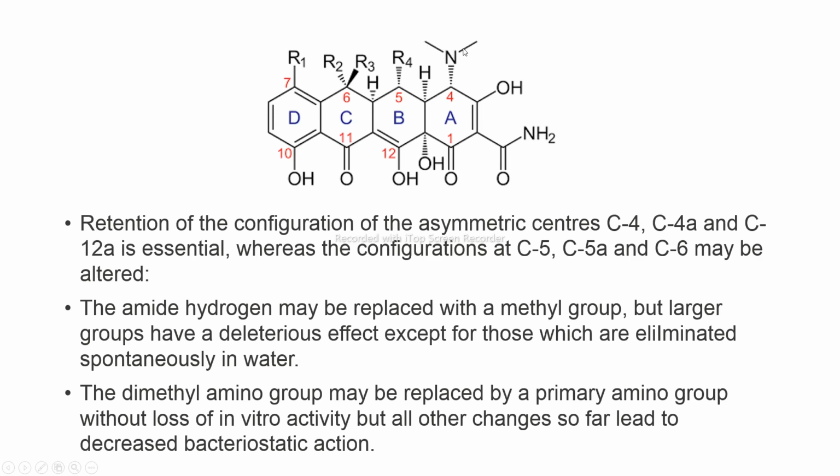Then the dimethylamino group may be replaced by a primary amino group without loss of in vitro activity, but all other changes so far lead to decreased bacteriostatic action. So we can easily replace this dimethylamino group with a primary amino group, and no effect is observed; the activity remains the same. But if we substitute it with any other bulky groups, then the activity is decreased.